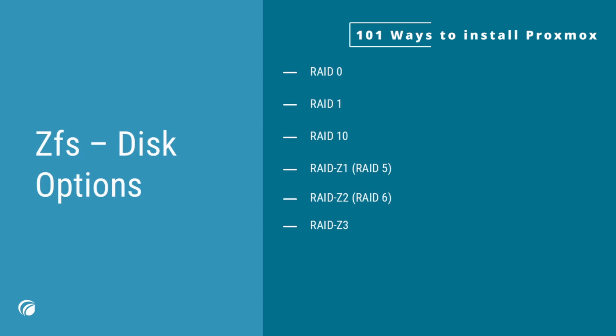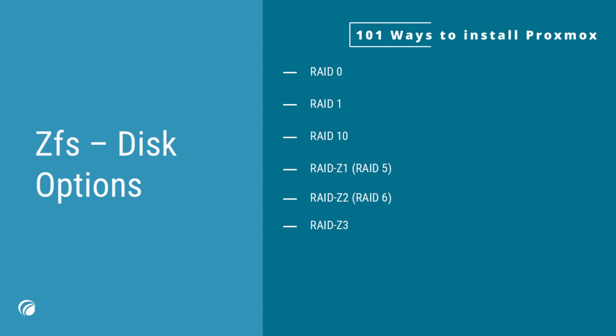Then we have the mirror, which is RAID 1. 2 disks that are cloned. Next we have the RAID 10, which is a combination of RAID 0 and RAID 1. 2 disks for speed and another 2 disks for security. We can lose 2 disks without losing anything. But of course, we lose in space.